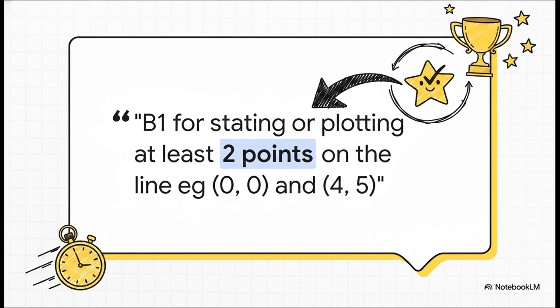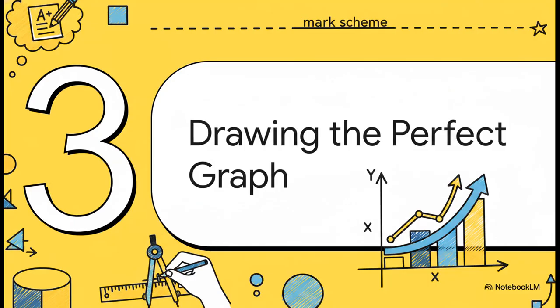And check this out. This is straight from the official mark scheme. You get a whole mark just for finding and plotting 2 of these points. You haven't even picked up your ruler yet, and you're already scoring. That's a brilliant exam technique to remember. Okay, we've got our points. Now let's connect them and lock in the rest of the marks for this first part.